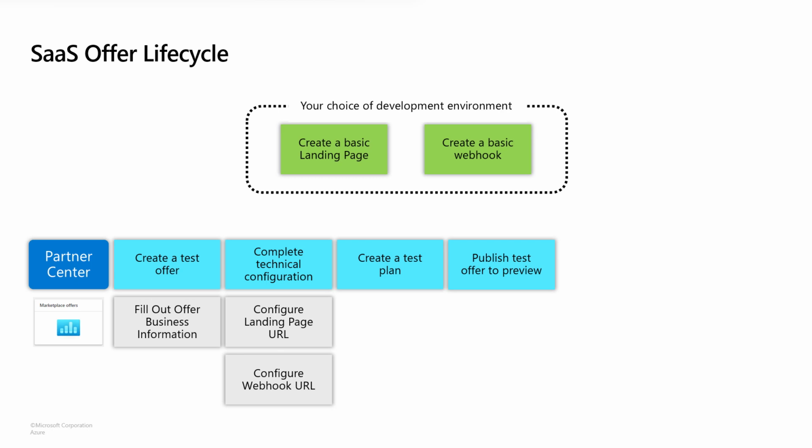Next, when developing our landing page and webhook, we publish our offer to the preview stage of the application publication pipeline. Once we've published the test offer to preview, then we are able to work on our landing page and webhook so that we can further enhance the functionality and capabilities of those applications. Think of this as our sandbox or our development environment. This is the last stage that we would actually go through for developing our landing page and webhook and testing with an offer that's not going to go to production.